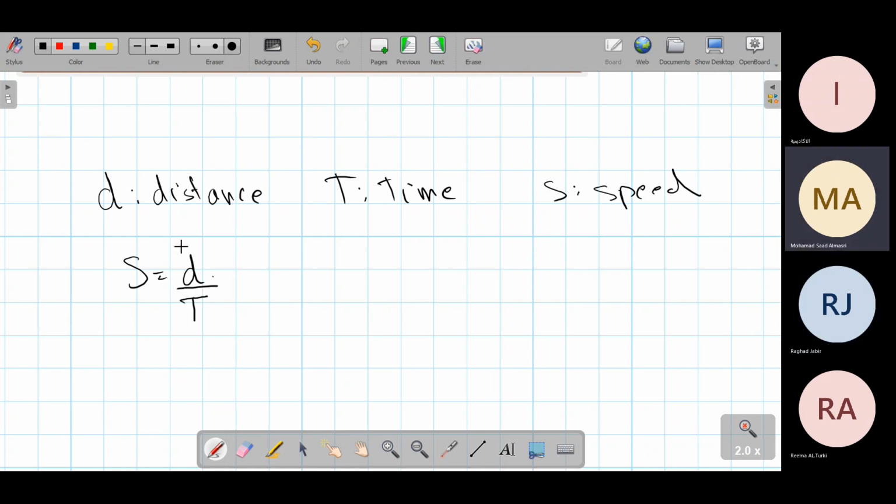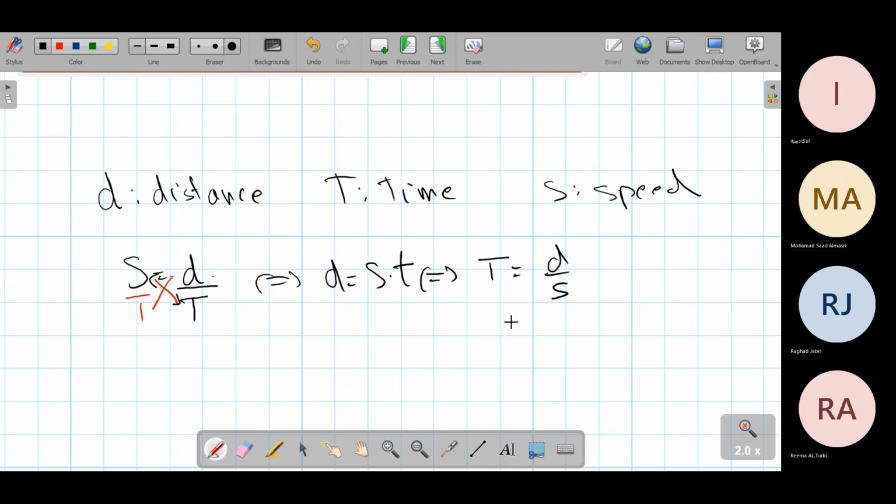So from this rule, I can say that D equals S times T if I put S over 1 and do the cross multiplication. Or I can, Rima, switch S and T, both of them, so it will be T equals D over S.